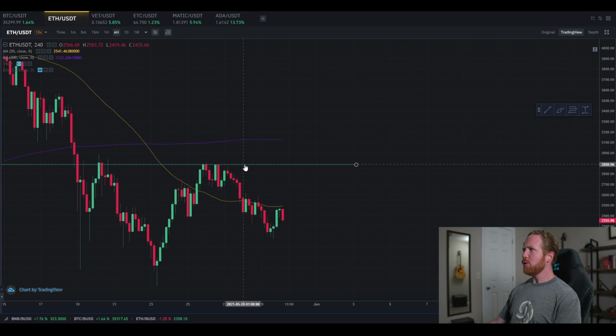Okay. So the resistance level is about 2,900. Just be aware of that. That's the next major milestone if we can get the price above this 50-day moving average of approximately 2,500.